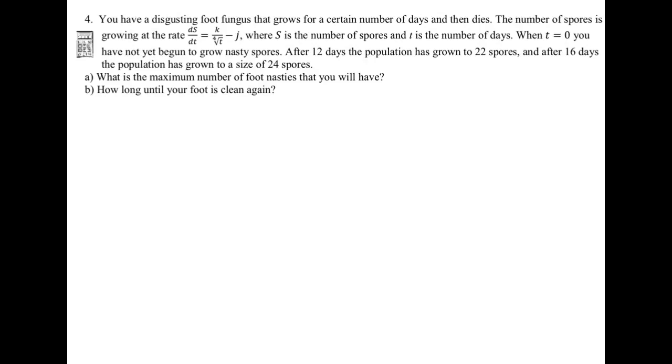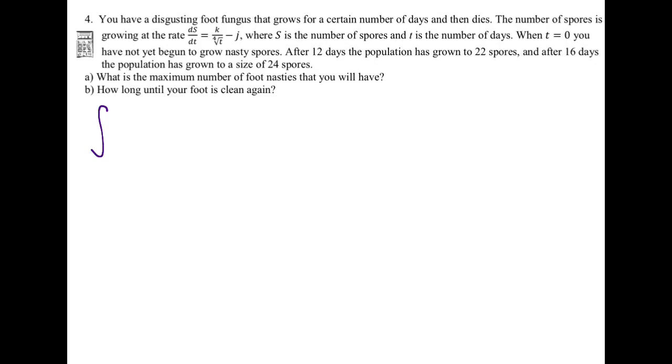We're then told that after 12 days, population is 22, and after 16 days, the population is 24. So we want to know what's the maximum number of foot nasties that you will have, and how long until your foot is clean again. Okay, well, when we're given a derivative like this with unknown values, we need to integrate and then plug our points in to find our unknown values.